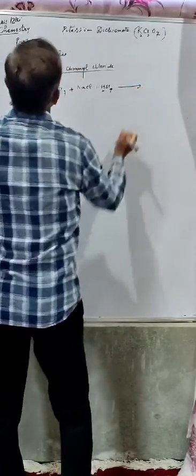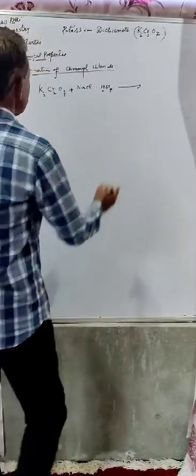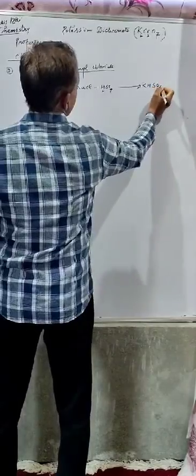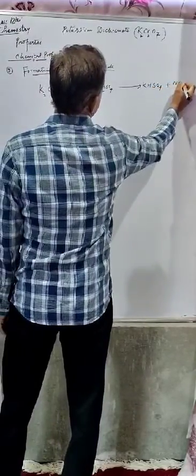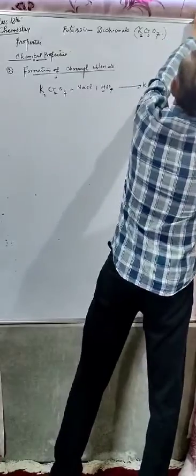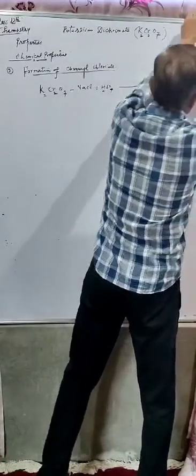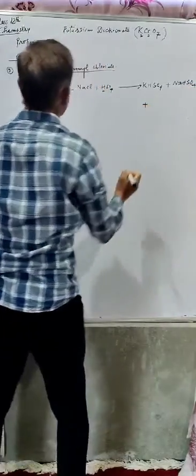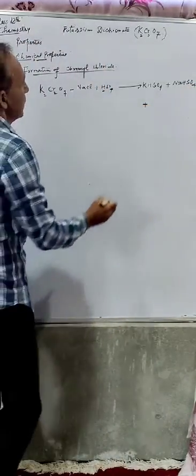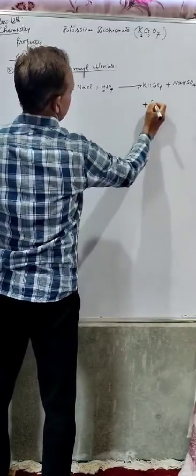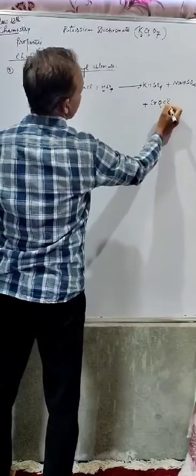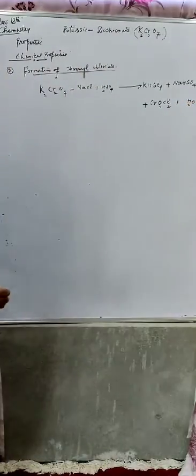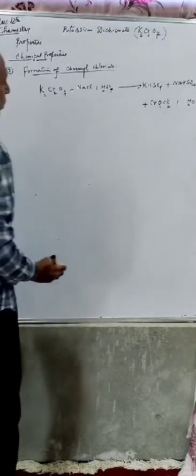So we get KHSO4 plus NaHSO4 plus CrO2Cl2 plus water. We'll balance the reaction.